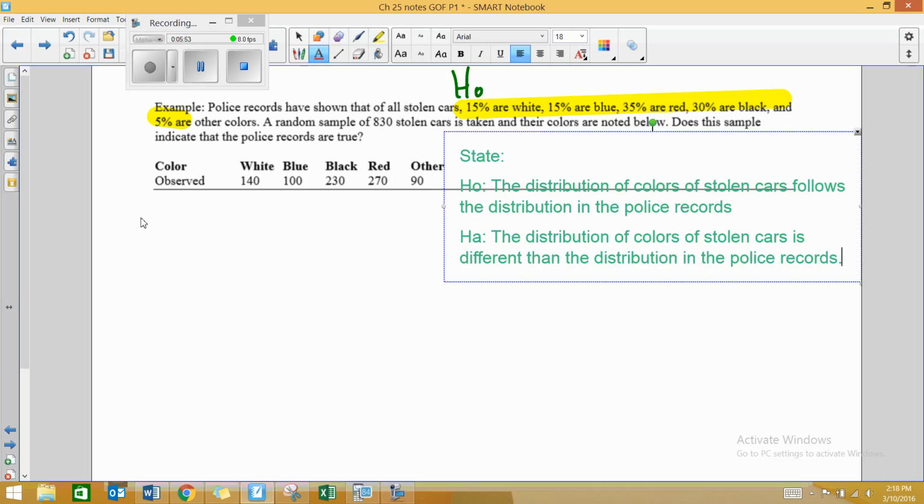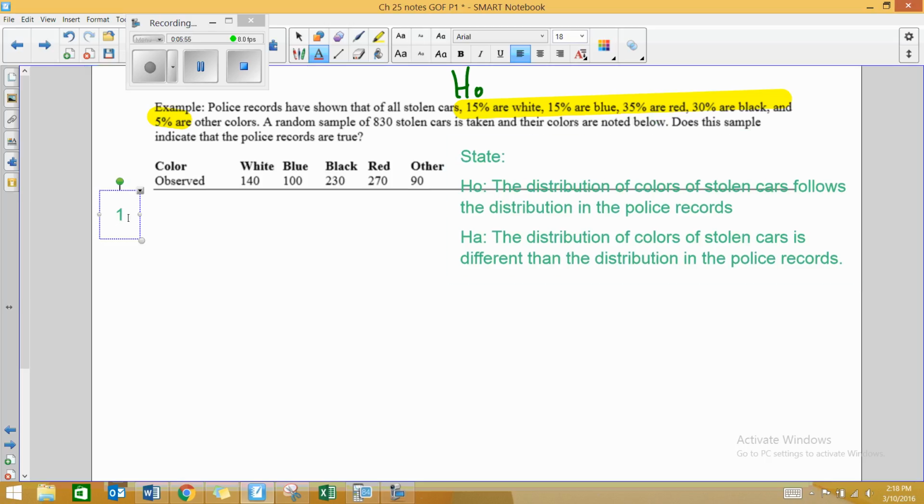Okay, now that we've got our null and our alternative, we just have to check those conditions and we're done with the state step. So for the first condition, it was stated that it was a random sample. I'm not going to say SRS, because unless it said it was a simple random sample, that's like a very special brand of random sample. I'm just going to say exactly what it told me. So if it said it was a random sample, that satisfies the condition.